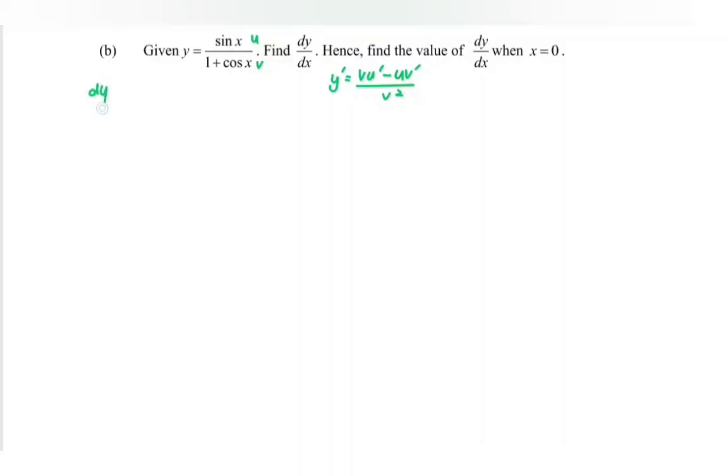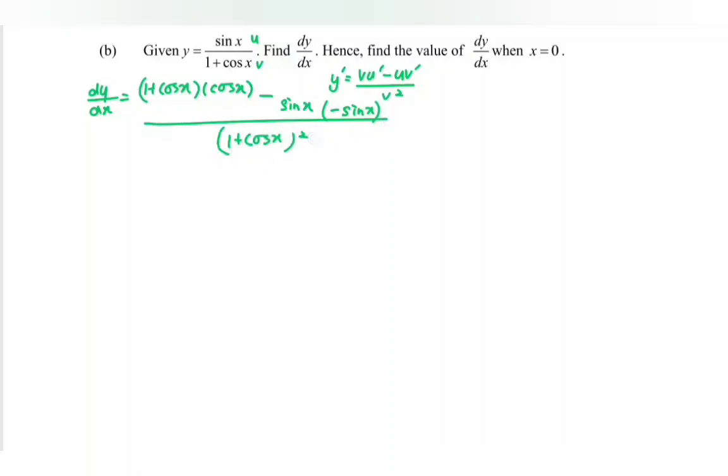So let's begin. dy/dx equals v, which is 1 plus cos x, times the derivative of u, which is cos x, minus sine x times the derivative of 1 plus cos x, which is negative sine x, over v squared, 1 plus cos x bracket squared. So continue, we have cos x plus cos squared x plus sine squared x over 1 plus cos x bracket squared.